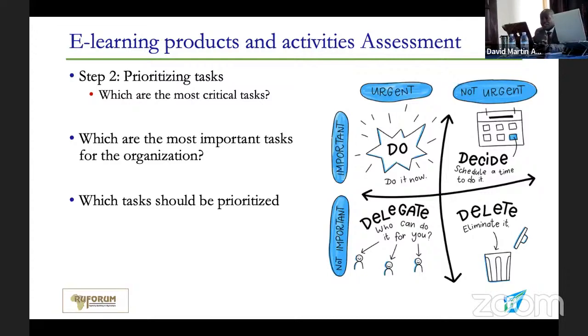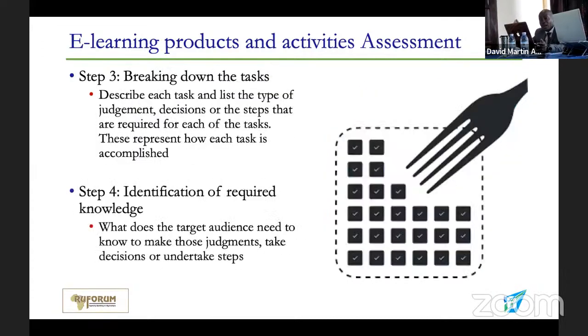You need to break down the tasks. You remember, we said it can be very big, so break them into smaller chunks. You need to be able to describe each task and list the type of judgment, decisions, or the steps that are required for each of the tasks.